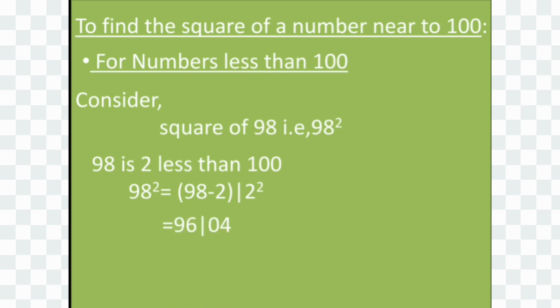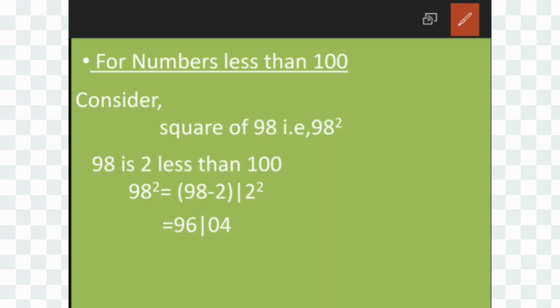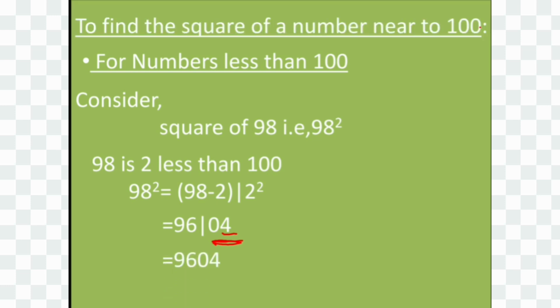In the next step, 98 minus 2 is 96 and 2 square is 4. Here I have already told we have to write it in 2-digit form. For most of the tricks we are writing in 2-digit form only. Always remember that. Though 2 square is only 4, we have to write it as 04. So the answer will be 9604. So see how easy it is. If you think of it, just within 3 seconds, you will get the answer within your mind. So let's see other examples.